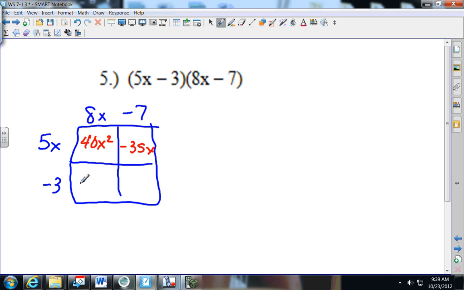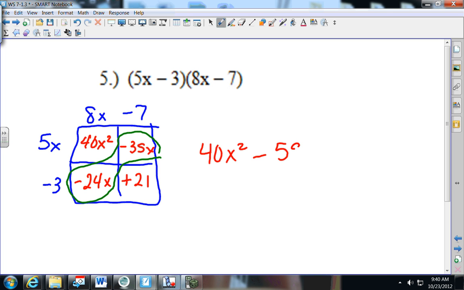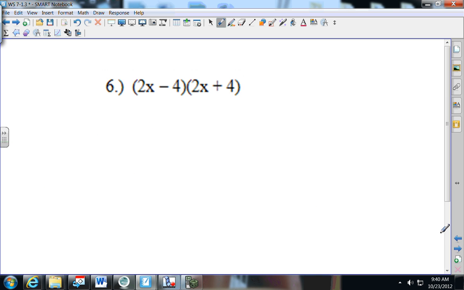Negative 3 times 8, negative 24x. Negative 3 times negative 7, positive 21. Put your x's together. I get 40x squared minus, what is that, 59x plus 21. Again, don't forget to check whenever you're doing these on your own. There's number 6.